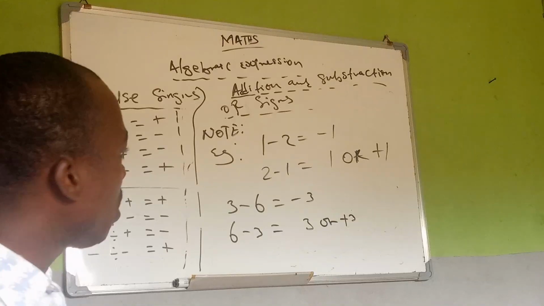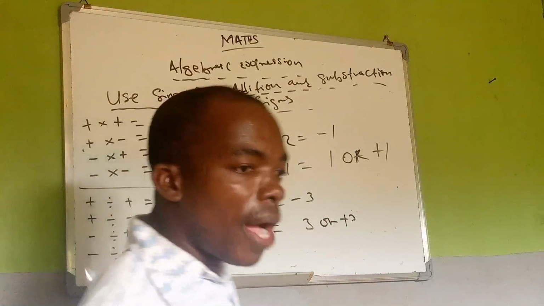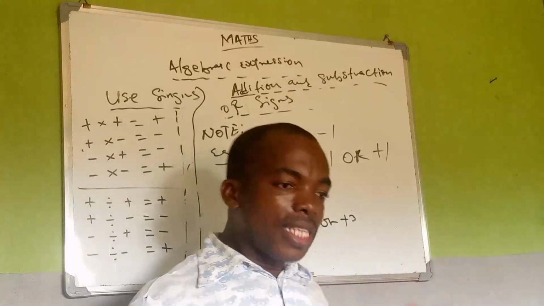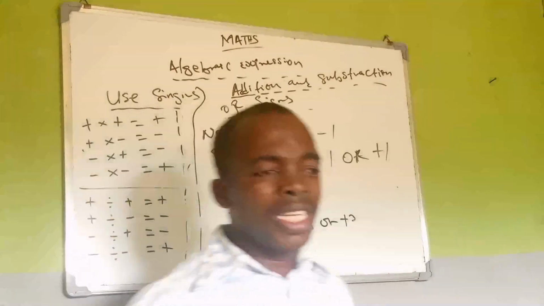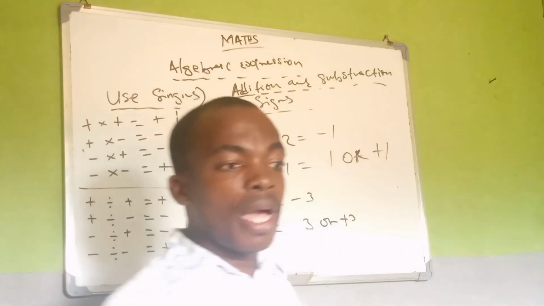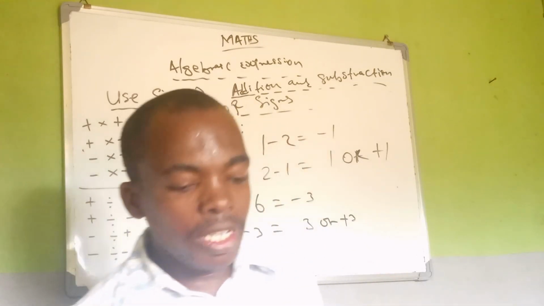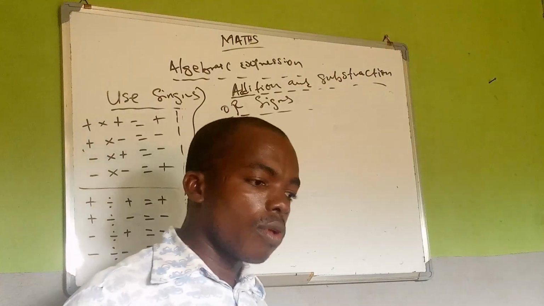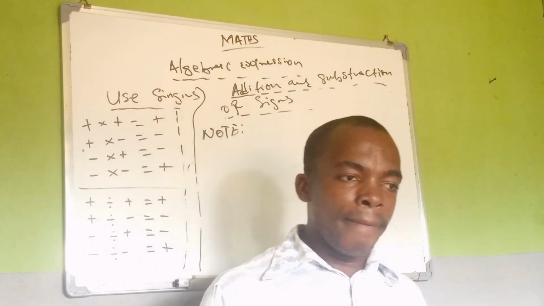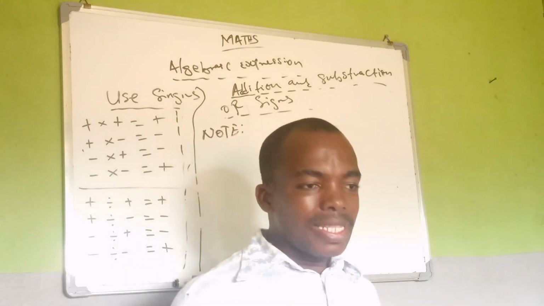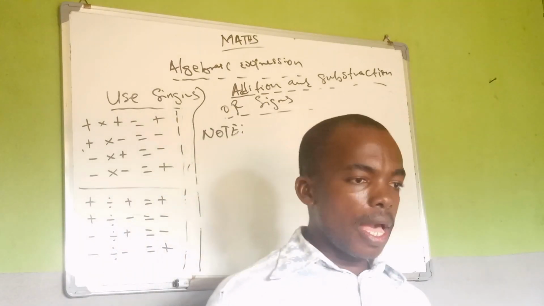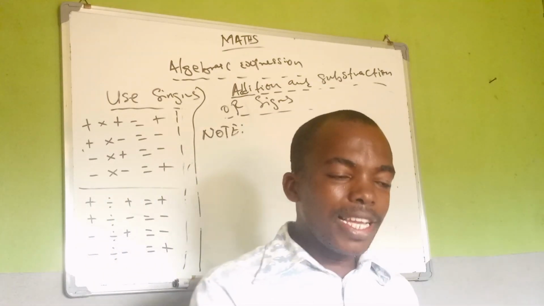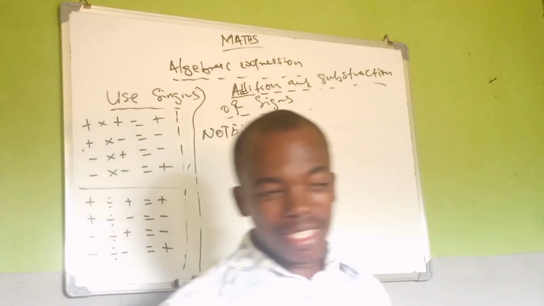So when you are subtracting a higher number from a smaller number, your answer will be a negative answer. And when you are subtracting a smaller number from a higher number, your answer will be a positive answer. Do you understand? So this is another code. Whenever you are given numbers that have plus and minus, rearrange. Bring the one with plus to the front. Take the one with minus to the back.